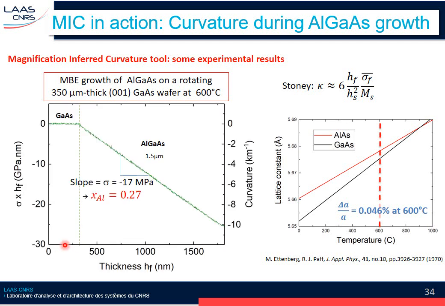So you've got here the film thickness, and here the curvature, which is proportional to the incremental stress. And when you grow gallium arsenide on this gallium arsenide wafer, there is no lattice mismatch, so the curvature is not changing. As soon as you open the aluminum cell, you introduce some stress, and as the curvature is proportional to the stress times the film thickness, the stress is constant here, so the curvature will change constantly with the film thickness. And from the slope you can extract, of course, the stress in the film and then its alloy content.